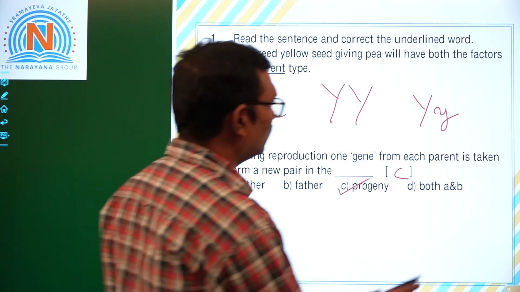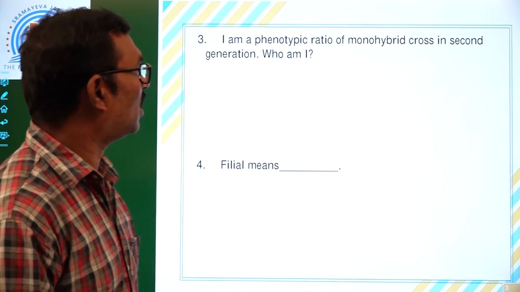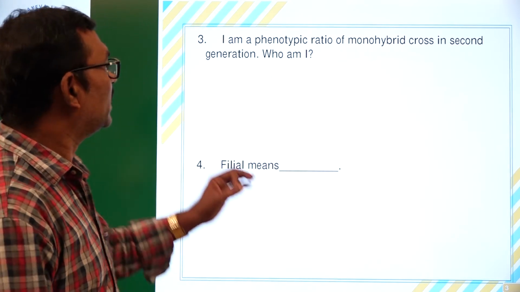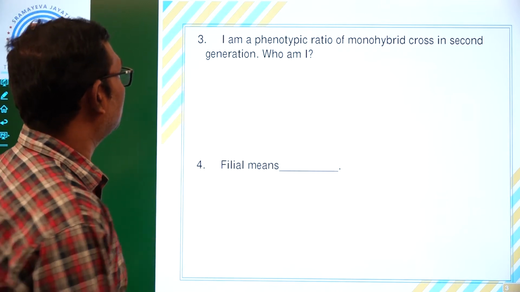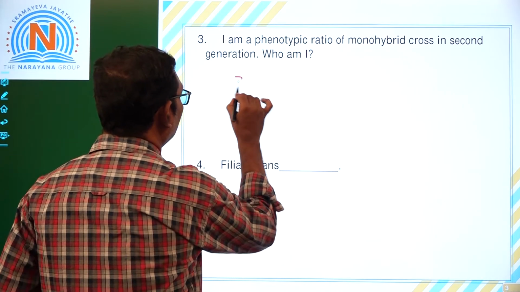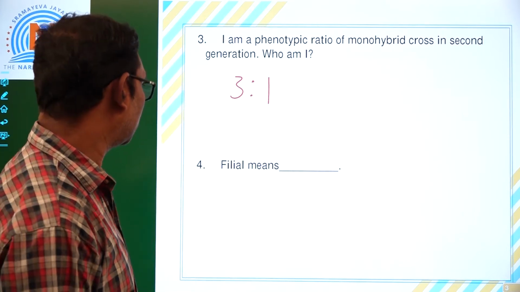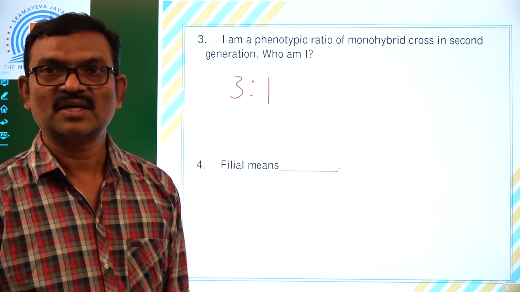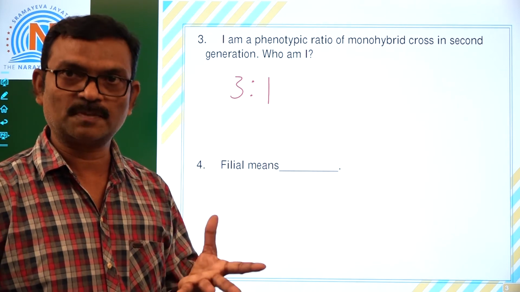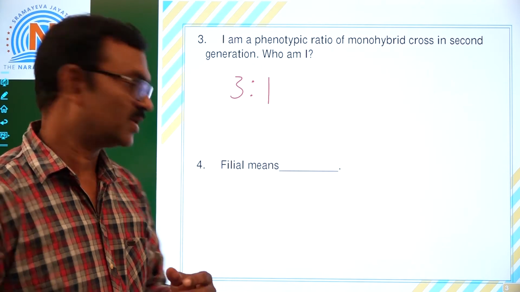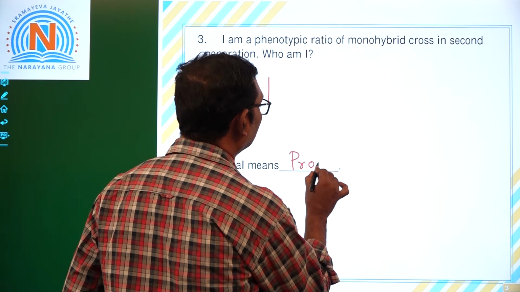Okay, right. Now let us see the third question. I am a phenotypic ratio of monohybrid cross in second generation. Who am I? What is the phenotypic ratio? 3:1. Yes, right. Now filial means progeny, or offspring, or young one. Filial means progeny.